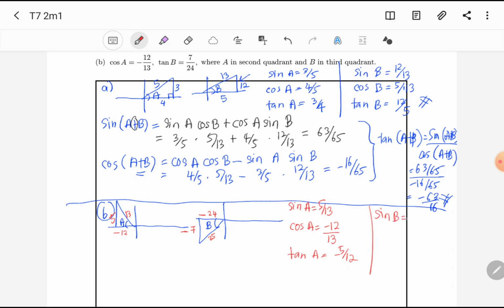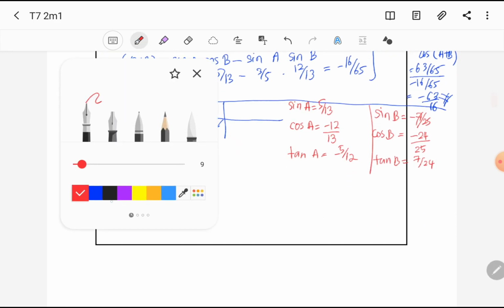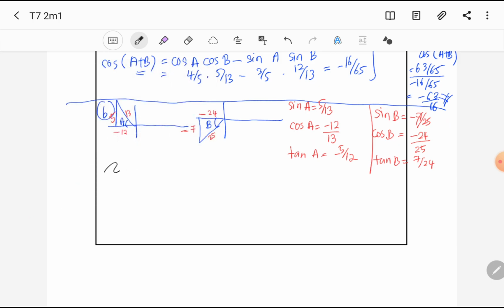Sin B equals to negative 7 over 25. Okay. Cos B equals to, tengok cos B mana? Negative 24 over 25. And tangent B is 7 over 24. Okay. So, kita dah ada values untuk semua ratios untuk angle A and angle B. Okay, so now we answer the question.